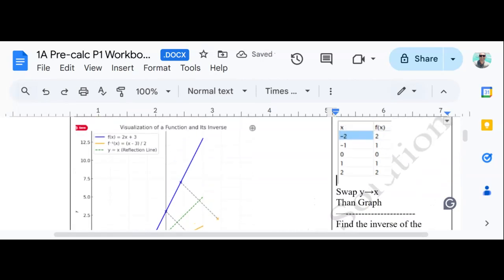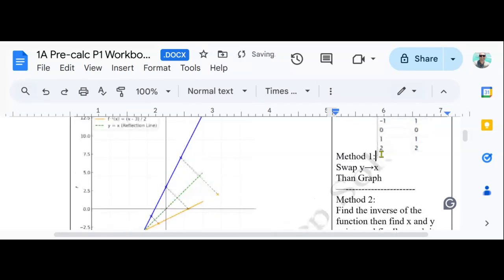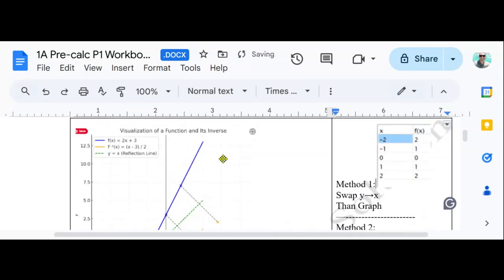Okay, so this is method one, and this is method two. It's up to you. Decide which one you like more. Okay. Easy as easy. Any other questions?